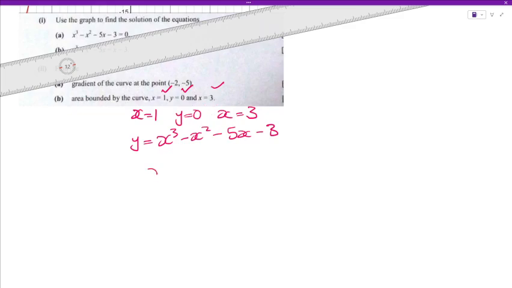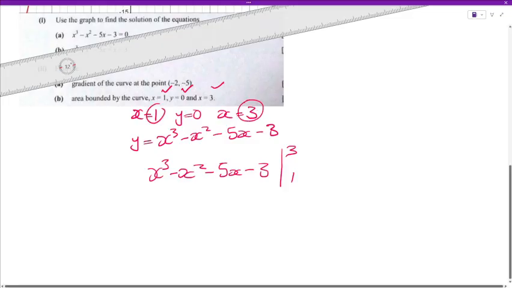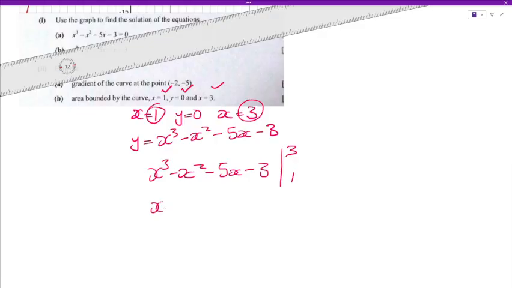Simply get x to the power 3 minus x squared minus 5x minus 3, and then here you have the upper limit and lower limit. The x coordinate here is 3, there it is what? 1. Then integrate. So to integrate, remember we add a 1 to the power of x, so it's going to be 3 plus 1 over 3 plus 1, minus x to the 2 plus 1 over 2 plus 1, minus 5x to the 1 plus 1 over 1 plus 1. You know how to do these things.